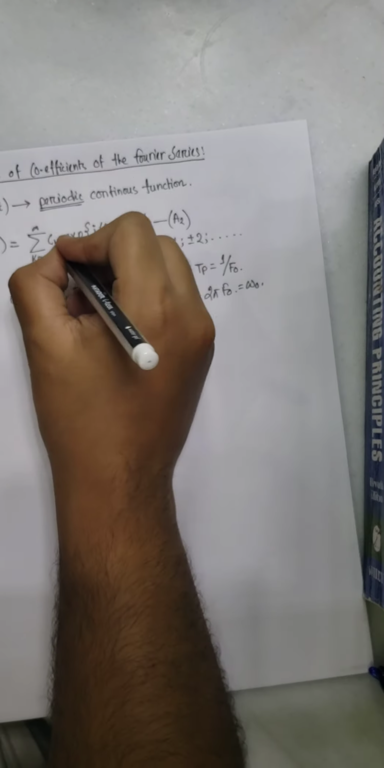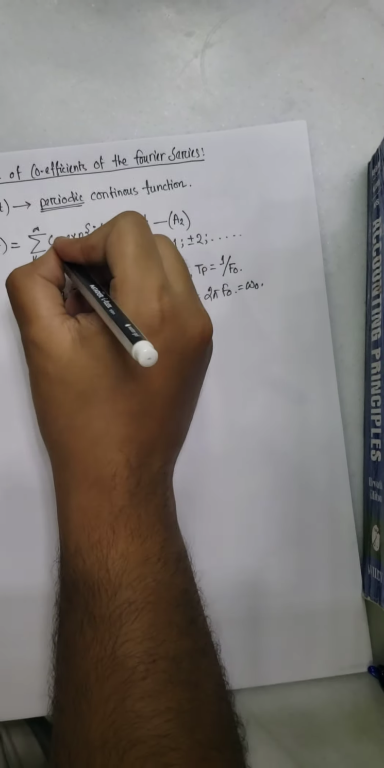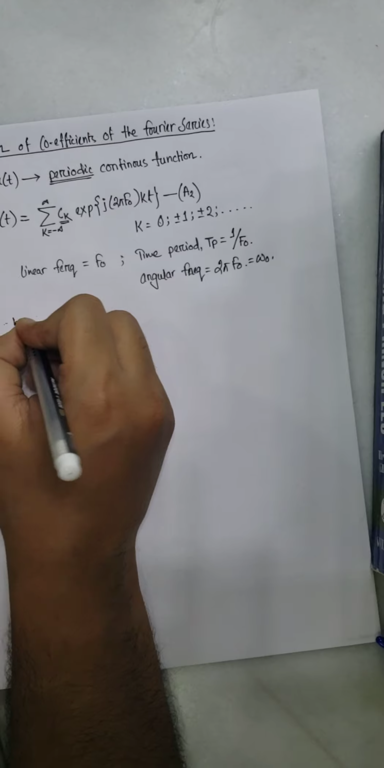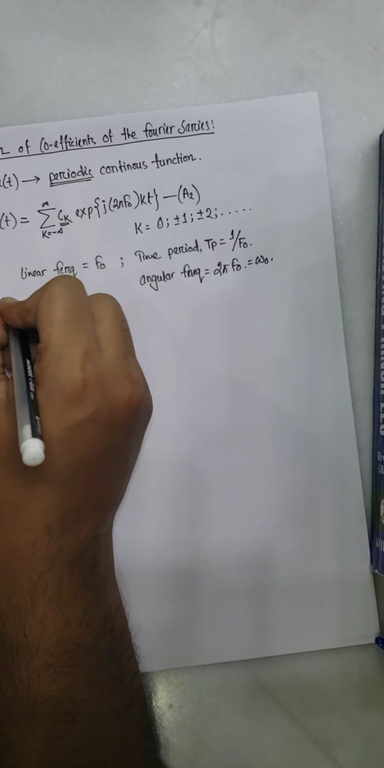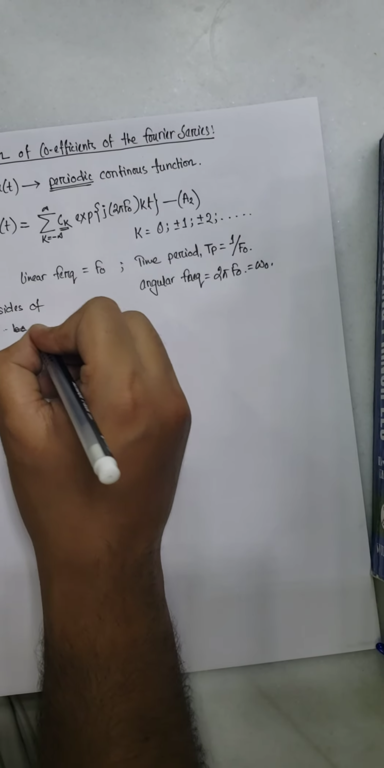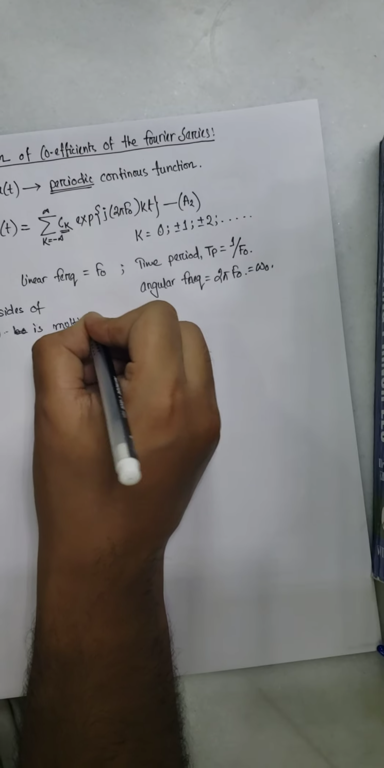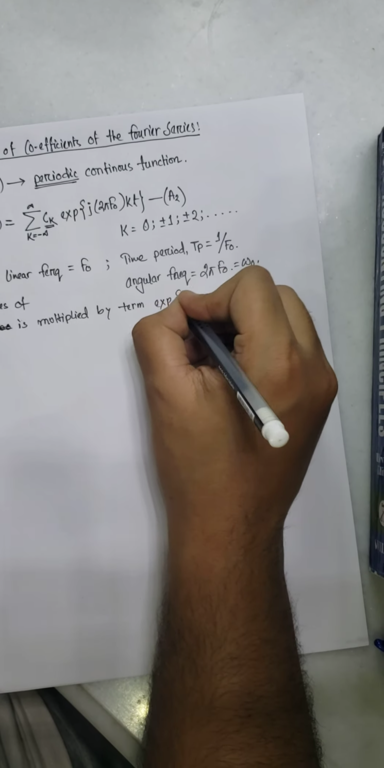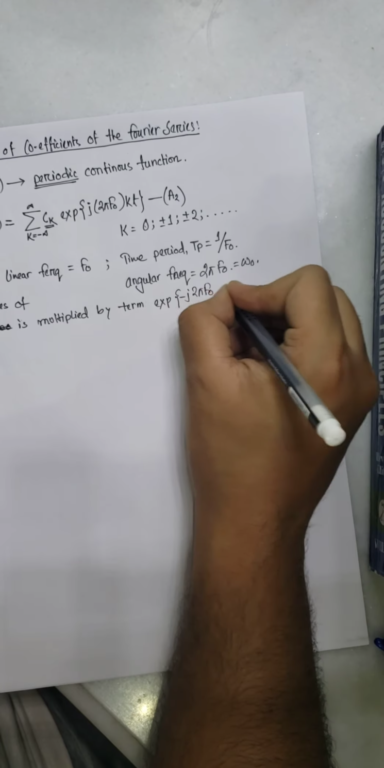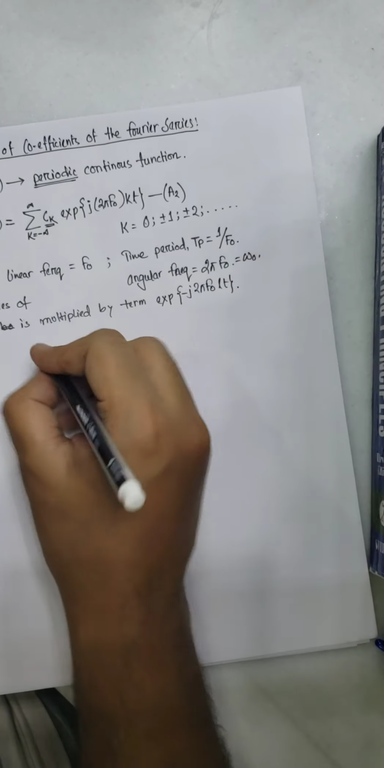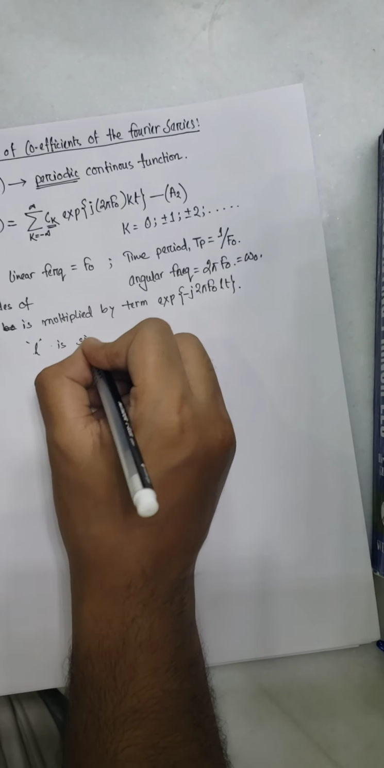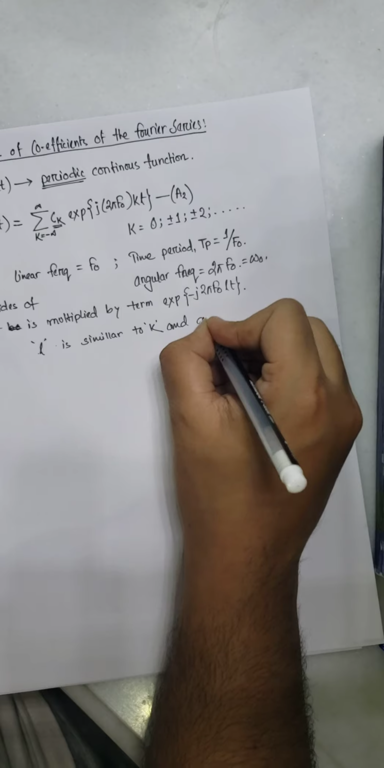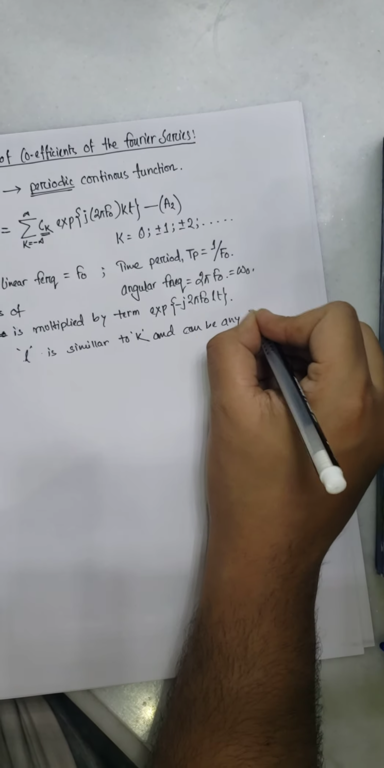Now, as I have said before, our target is to find c of k, and in order to do so, we must multiply both sides of A2 by the term e to the power minus j 2 pi f naught L t, where L is similar to k and can be any integers.